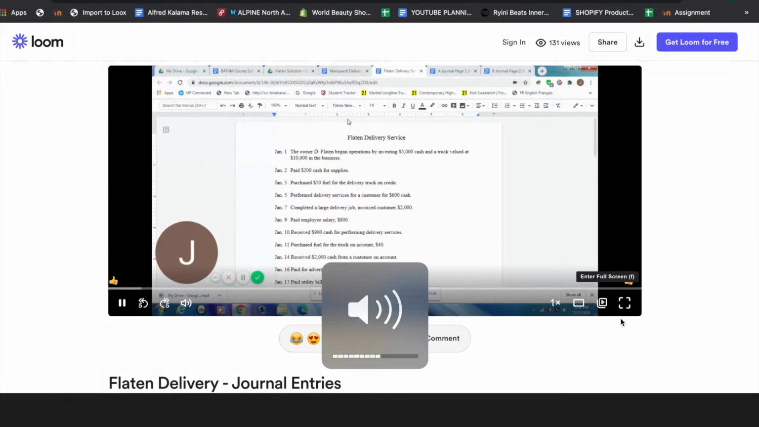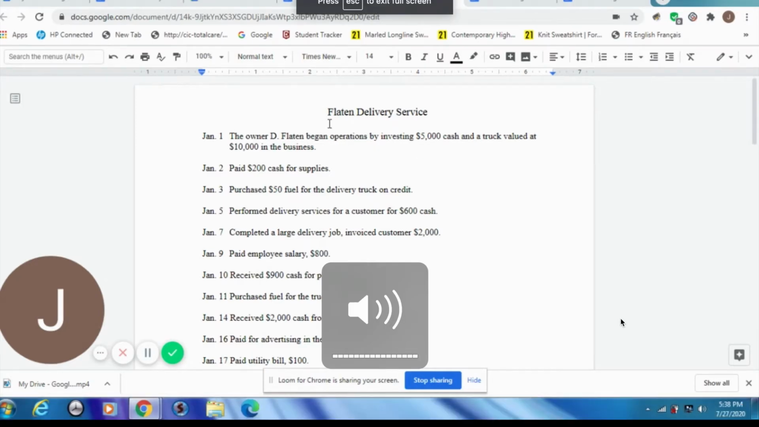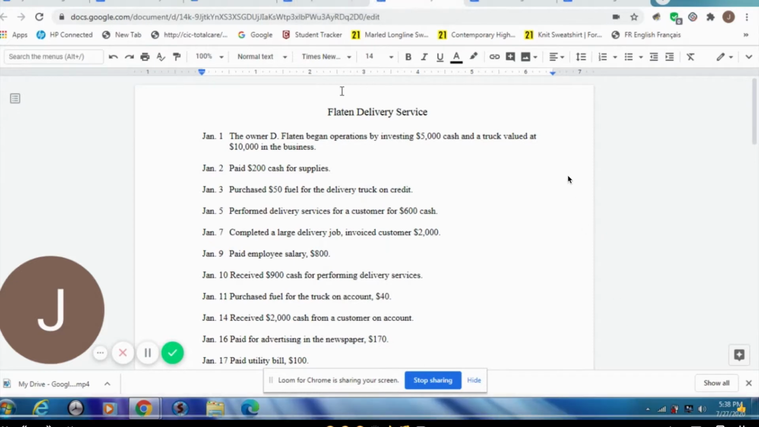So this is Flattened Delivery Service, and this is going to be our demonstration problem for the accounting cycle for a service business. We're going to go through all of the steps in the accounting cycle for this service business that you went through when you took the grade 11 course, only we're going to do it very quickly. Okay, so this is review.